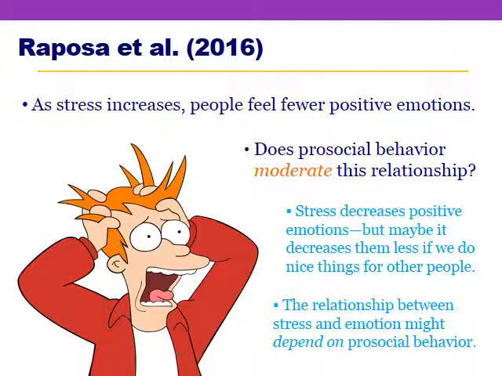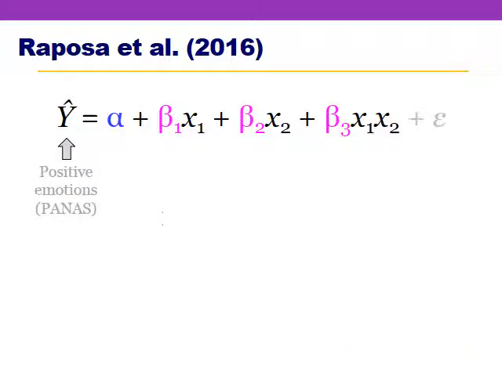In more statistical language, what we're saying here is that the relationship between stress and happiness is moderated by pro-social behavior. It depends on how much pro-social behavior a person engages in. So here's what our regression equation is going to look like for this example. Our outcome variable, positive emotions, is being measured by the PANAS scale. So it's a continuous outcome. How happy is this person?